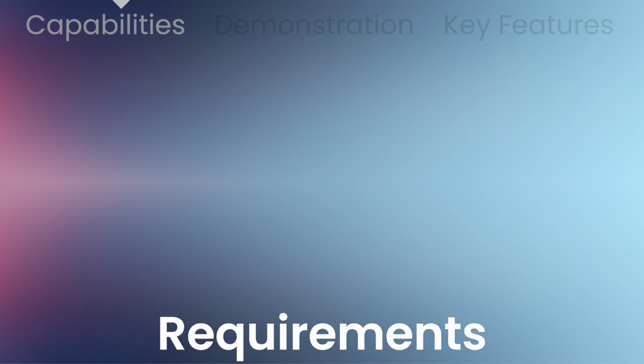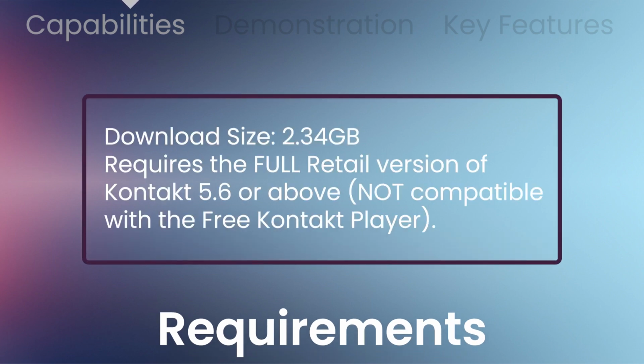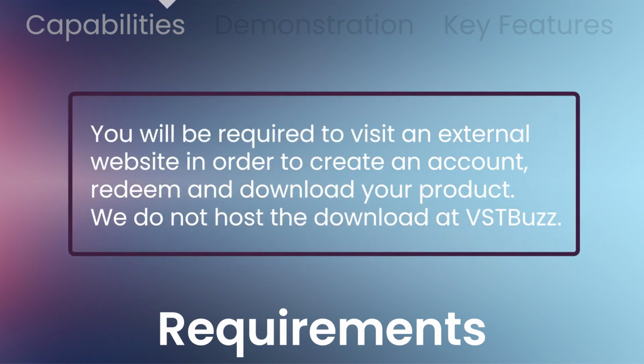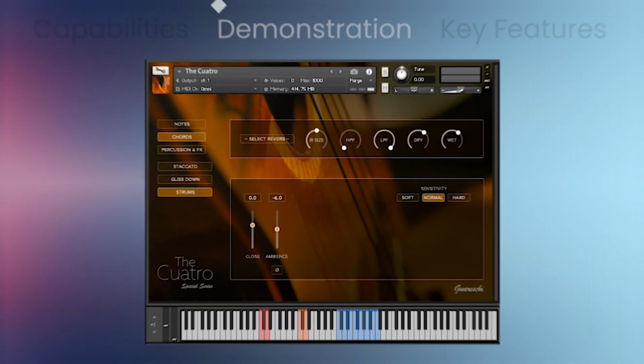Download size is 2.34 gigabytes. Requires the full retail version of Contact 5.6 or above, not compatible with the free Contact player. You will be required to visit an external website to create an account, redeem, and download. We do not host the download at VST Buzz.